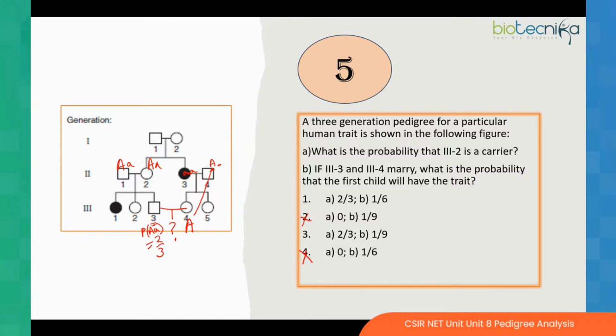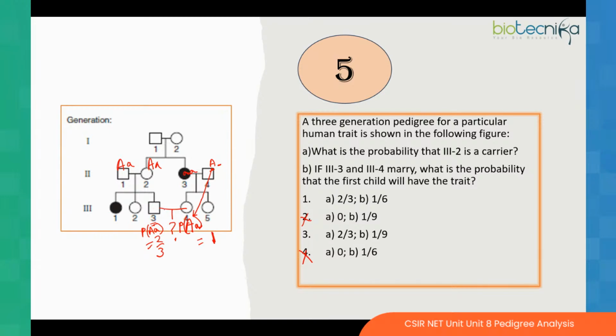If father is giving this dominant allele, one allele will come from mother also. Now the mother of 3 4 is affected, so 2 3 can only give a small a allele. So the allele 3 4 is getting from the mother has to be a small a. So if 3 4 is getting a small a allele, automatically the genotype of 3 4 is heterozygote. There is no probability associated here; the probability of this will be 1, because for sure 3 4 has this particular genotype only.